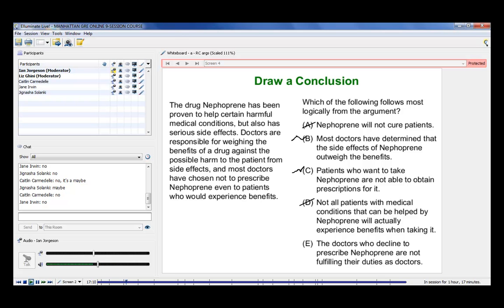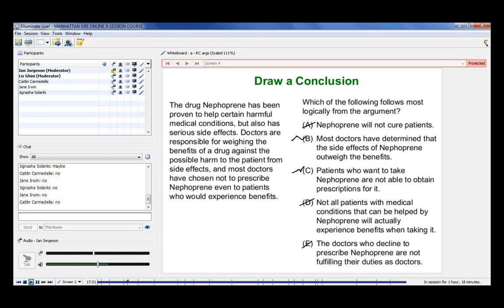It's not whether they're going to experience benefits, it's whether the benefits are enough to make up for the serious side effects. Okay, and finally, E, the doctors who decline to prescribe nephroprene are not fulfilling their duties as doctors. Yeah, these answers that make bold claims about an entire profession, right? We just don't have support for that. We don't have support for the idea that they're not fulfilling an obligation. The argument actually says they have an obligation to make good choices for their patients. So if anything, it appears they are fulfilling an obligation.